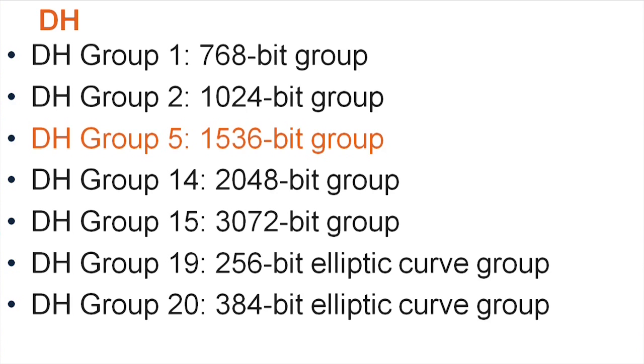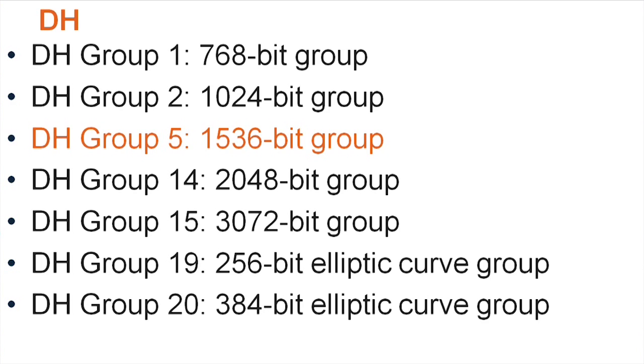I would know this whole slide. It's not that complicated if you look at it. So the first one is 768, 1024, 1536 is the odd one, right? So it kind of sticks out. So the groups are 1, 2, 5, 14, 15, 19, and 20. And then the respective bit sizes that go with them are 768, 1024, 1536, and 2048. 3072, those are all in order. And now they come out of order, it looks like.